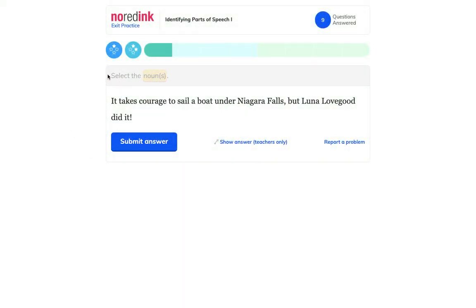Now it's just selecting nouns. It takes courage to sail a boat under Niagara Falls, but Luna Lovegood did it. So courage, that's an idea. Boat, that's a thing. Niagara Falls is a place, and Luna Lovegood is a person. You can also look at it as direct object. It takes what? Courage. To sail what? A boat. Prepositional phrase: under where? Under Niagara Falls. And then Luna Lovegood is the subject. But who? Luna Lovegood did it.